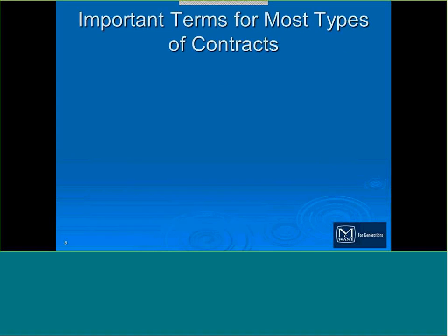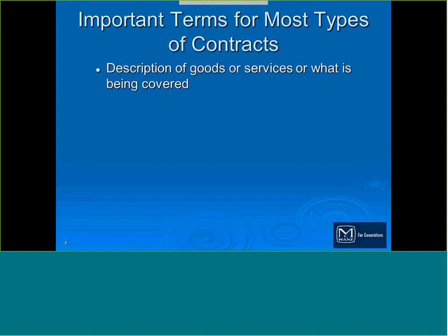So there are terms that most types of contracts would include and that you would want to pay attention to. A description of whatever's being covered in the contract. That seems rather obvious. You want to know what you're buying or selling, or what you're getting. Consideration needs to be in the contract. Usually there's not a problem with that. You want to pay attention to a schedule. When am I going to get what I'm buying? Or when do I have to provide what I'm selling? Payment, of course, that's important.